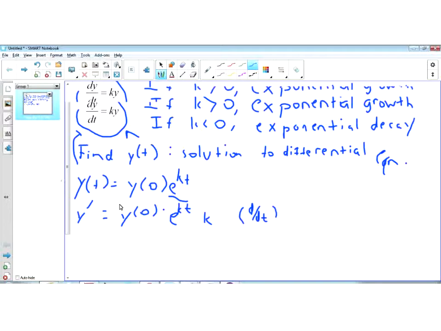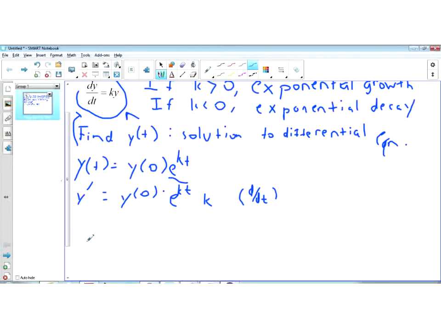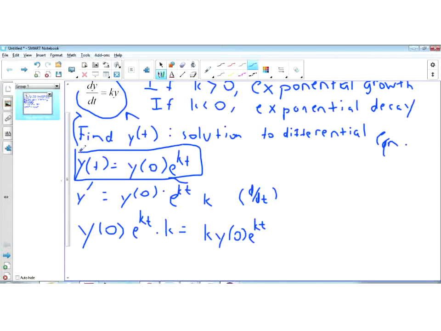So now we plug this in for dy over dt, and the left-hand side of the differential equation is y naught e to the kt times k, and the right-hand side is k times y. But plugging in the value for y of t, it's y0 e to the kt. This is a theorem which I give you the result of, but which you should know. You'll need to know this to solve the problems. I think you may have encountered this in algebra.